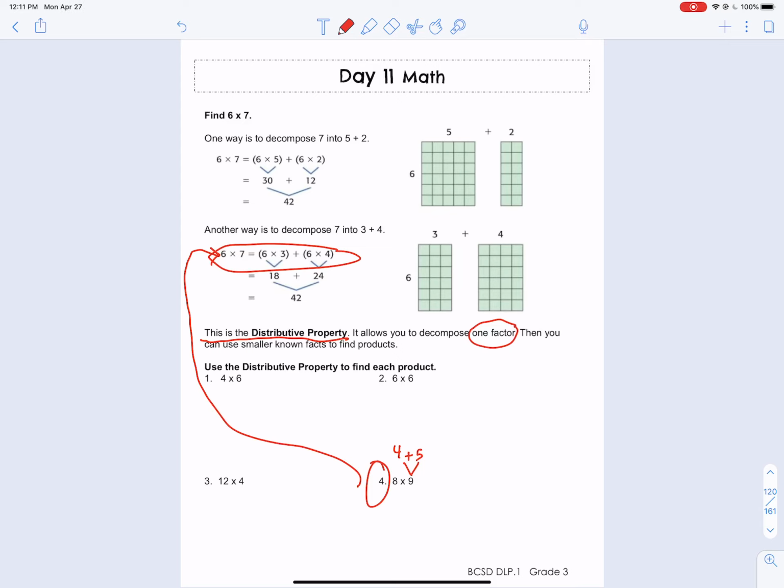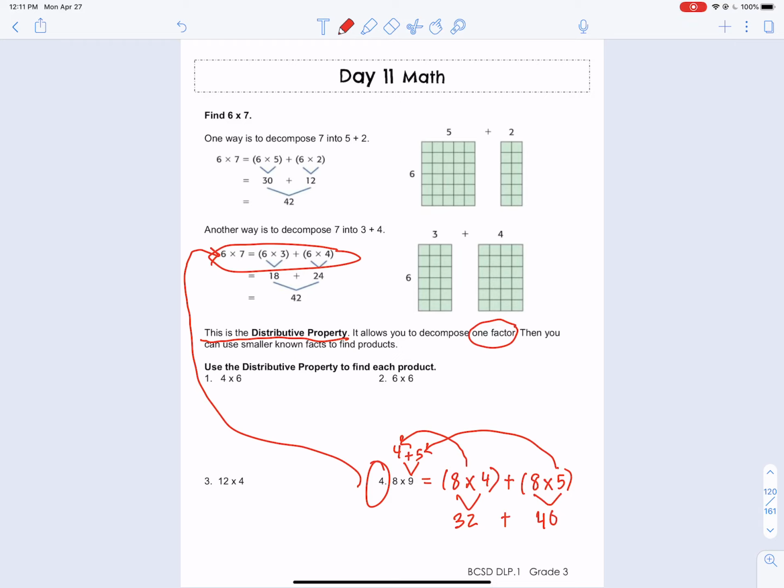So I'm going to write it again the way they did in the example. 8 times 9 equals, okay, the 8 is staying the same. We're not going to change that. 8 times 4, that's where my 4 comes in, one of the numbers I'm using to break apart the 9. And then I add that to 8 again, not changing, times 5. That's where my other number comes in. Okay? All right. So now if I know 8 times 4, I can do this really easily. 8 times 4 is 32. And then 8 times 5 I know is 40.